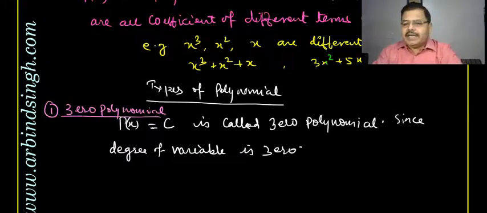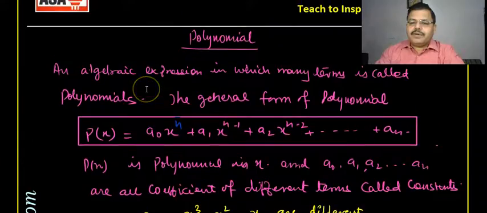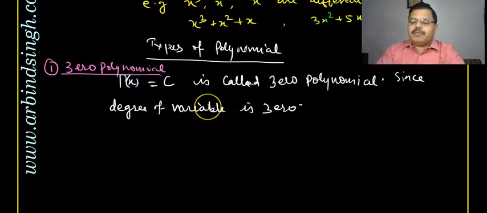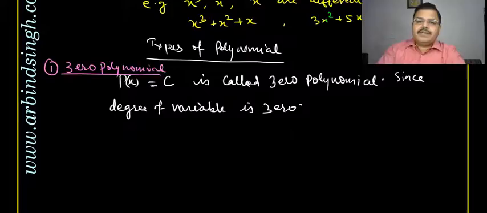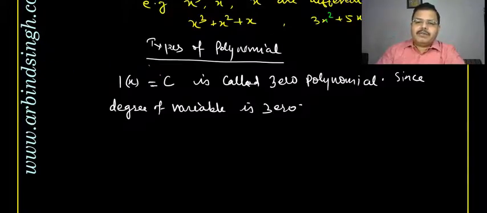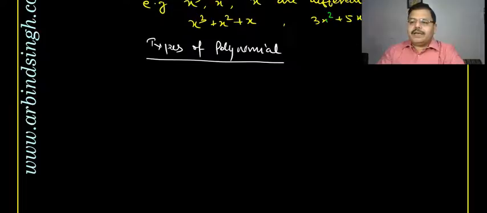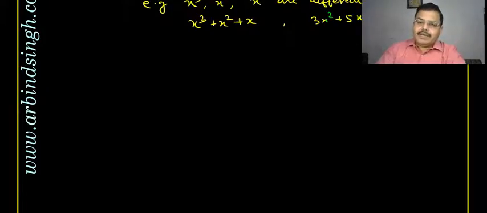But first let me clear what degree is. What do you understand by degree of a polynomial? Degree is the highest power of a polynomial. For example, this is called a polynomial of degree n because the highest power is n. So the degree of a polynomial is the highest power present in it. Let me write the degree of the polynomial first, then I'll write the definition again.